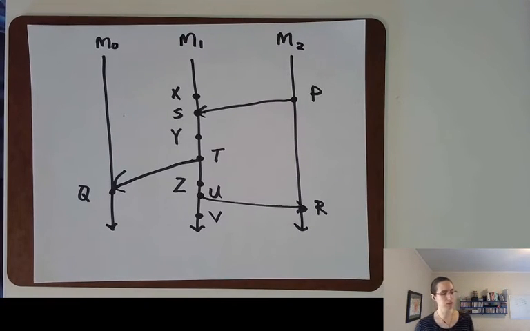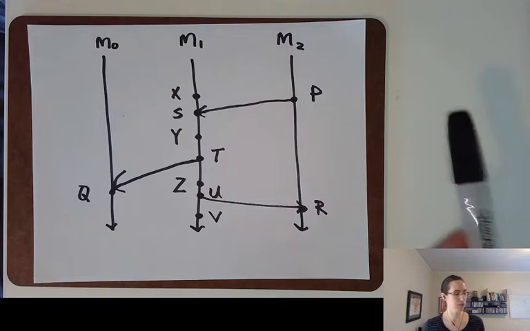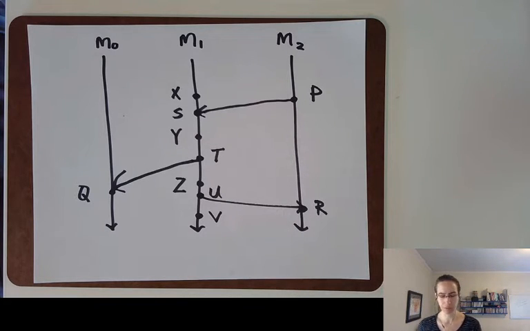So to look at our picture here, let's look at two events, P and Y. We know that P happens before S, because P is the send and S is the receive. We know that S happens before Y because they're on the same line. And so we can put those two pieces together using that transitive closure idea and see that P happened before Y. This is a very powerful way of reasoning about what happened before what in a system.